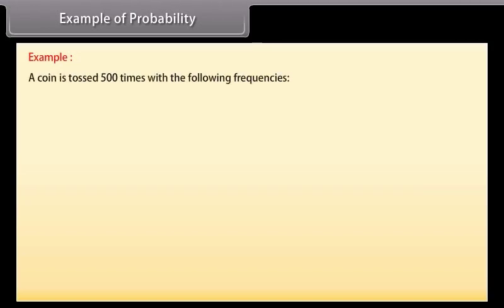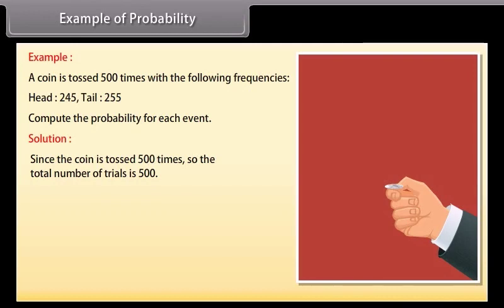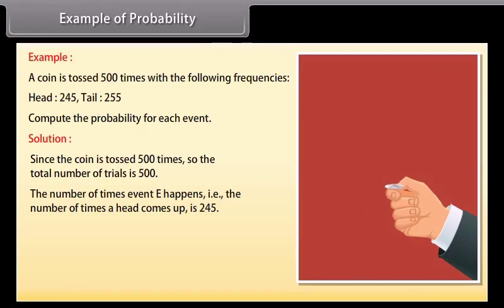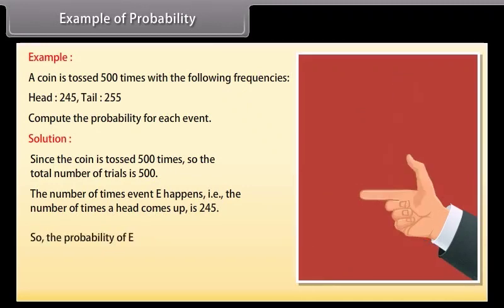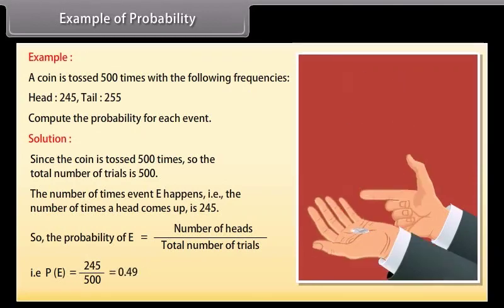Example of probability. Example. A coin is tossed 500 times with the following frequencies. Head 245, tail 255. Compute the probability for each event. Solution. Since the coin is tossed 500 times, the total number of trials is 500. The number of times event E happens, that is, the number of times a head comes up, is 245. So the probability of E is equal to number of heads upon total number of trials. That is, P(E) is equal to 245 upon 500 is equal to 0.49.